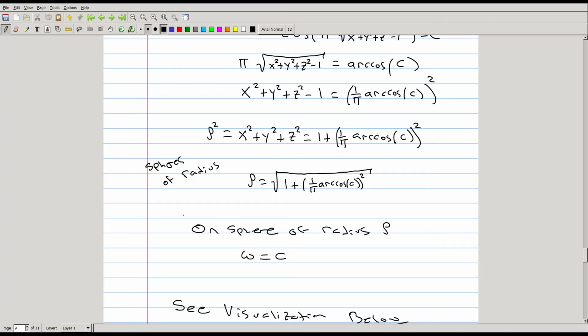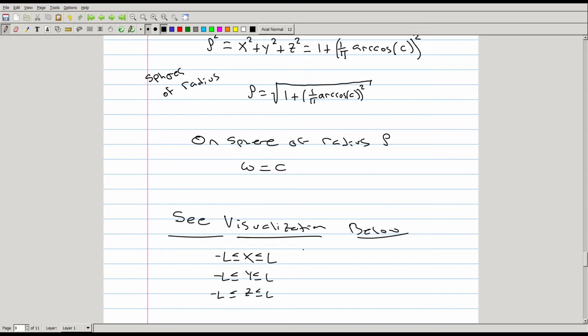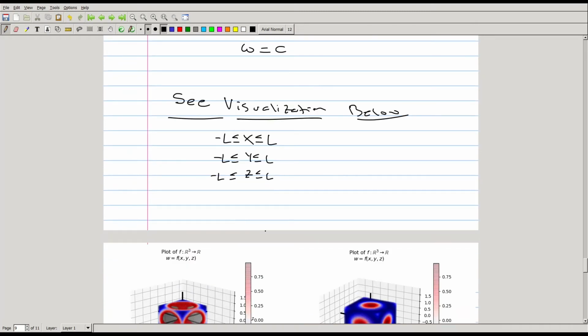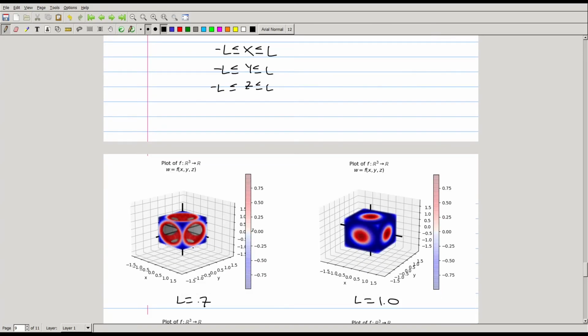But the main idea here is that on spheres of radius rho, where rho is this function of c, the value of the function is c. So we expect that the function is constant on these spheres, and sure enough, this is what we see. In the next visualization, x is from -L to L, y is from -L to L, and z is from -L to L. When L is 0.7, this is just from -0.7 to +0.7 in every direction.